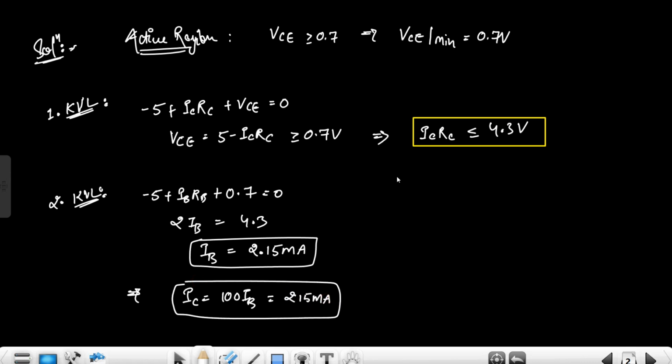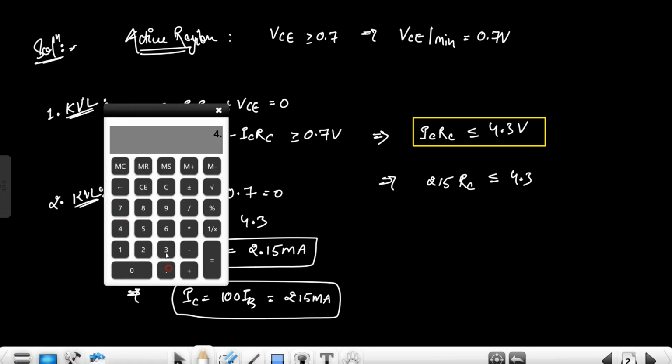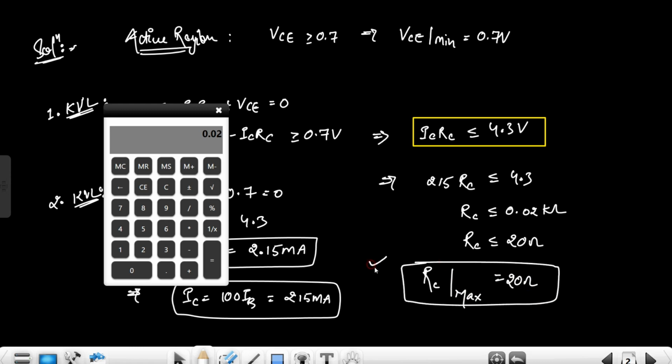Now simply substituting this value here, 215, which is in milliampere, so RC will be in kilo, and it is less than or equal to 4.3. So this value is 4.3 divided by 215, that is 0.02, in kilo ohm, so we have to give the answer in ohm. So RC should be less than or equal to 20 ohm, which means the maximum value of RC is 20 ohm only, right? So this is the answer.